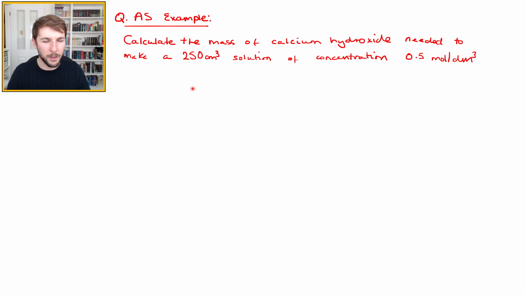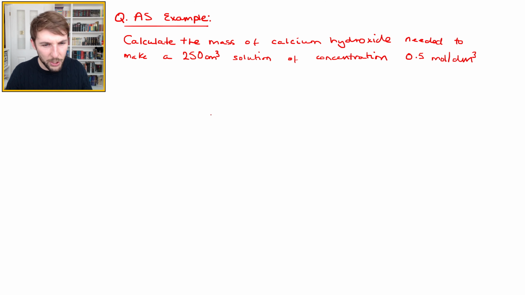Okay, so here we've got an example of an AS level question, and it would say something like this. Calculate the mass of calcium hydroxide needed to make a 250 cm³ solution of concentration 0.5 moles per dm³. Now, the reason you're asked to do this is for titrations. Quite often we make our own standard solutions, which we titrate against an unknown. So we need to be certain that we have prepared a solution to titrate that is an exact concentration.